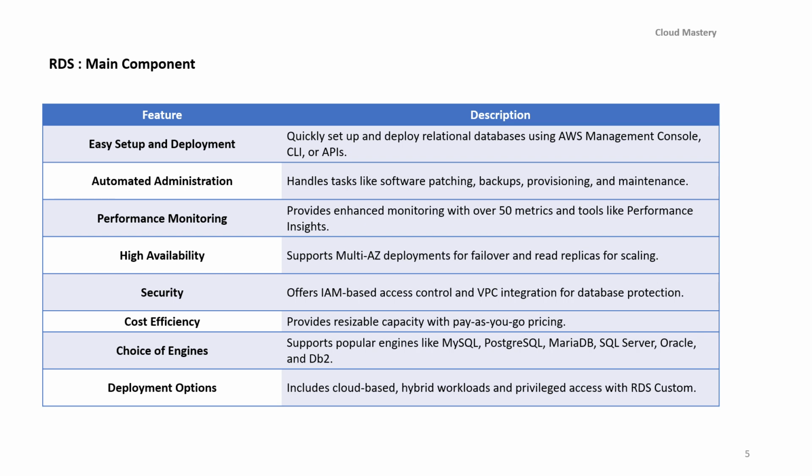Main components: if I say easy setup and deployment, we can quickly set up and deploy a relational database using the management console, CLI or API. Automated administration: we can handle tasks like software patching, backup provisioning and maintenance from Ansible as well. Either you can do it from Systems Manager also. There is an option in the AWS Systems Manager service that you can choose for any kind of patching on RDS. Either you can go with the console level as well. So there are multiple ways.